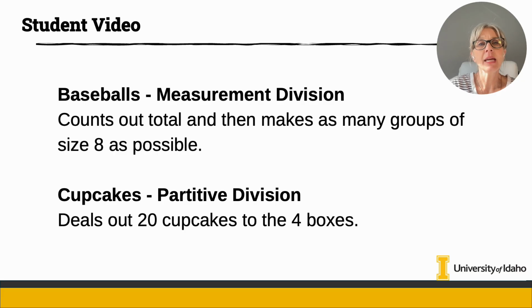In the first video about baseballs, the student counts out the total number and then makes or measures out groups of 8 to figure out how many boxes she can fill. In the second context, she counts out the 20 cupcakes, but then she needs to show the 4 boxes and deals the cupcakes into the boxes one at a time. Then she counts how many cupcakes were in each box. What this shows is that for young students, the 2 different division problem types really impact the ways in which they solve problems.